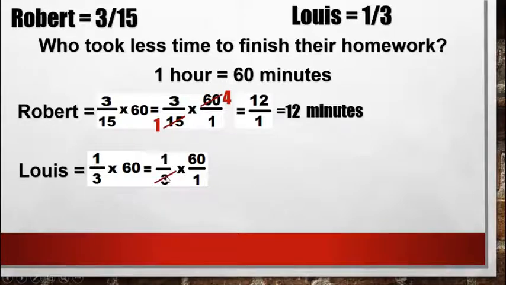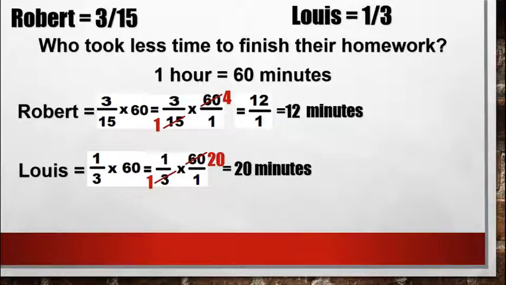So 3 divided by 3, that is equal to 1. 60 divided by 3, that is 20. Now, we will solve the following. 1 times 20, that is 20. 1 times 1, it's 1. So, we got 20 over 1, that is 20 minutes. So, we can see that Luis finished his homework for 20 minutes.